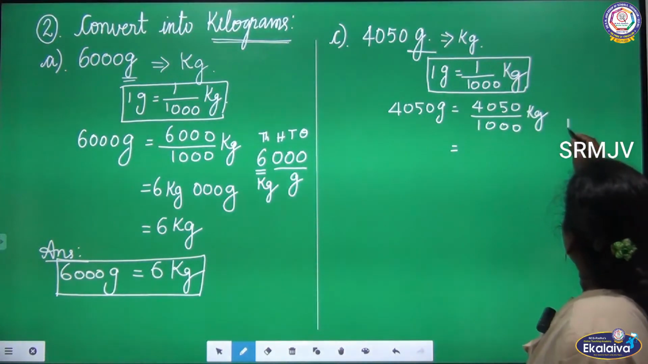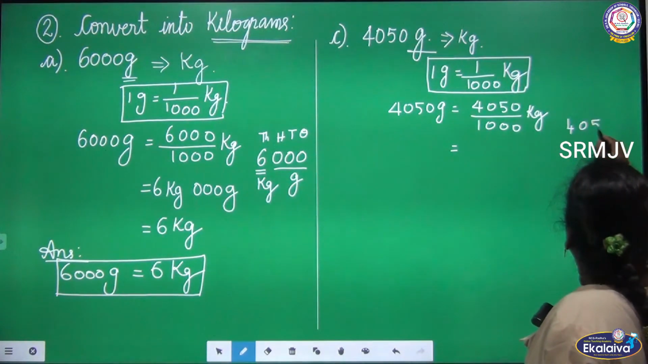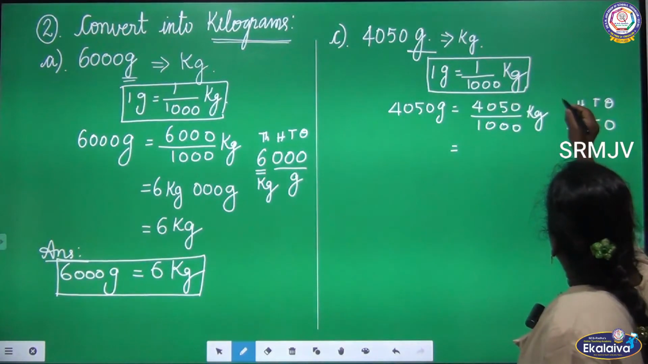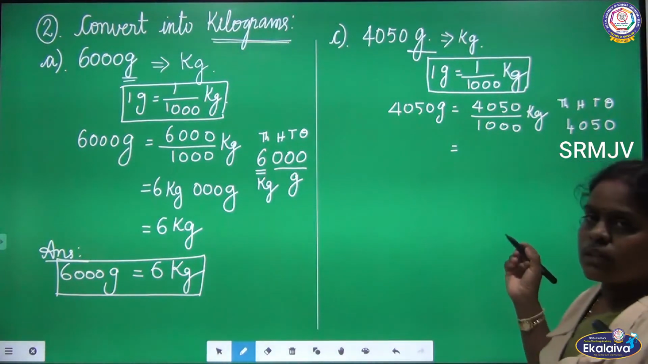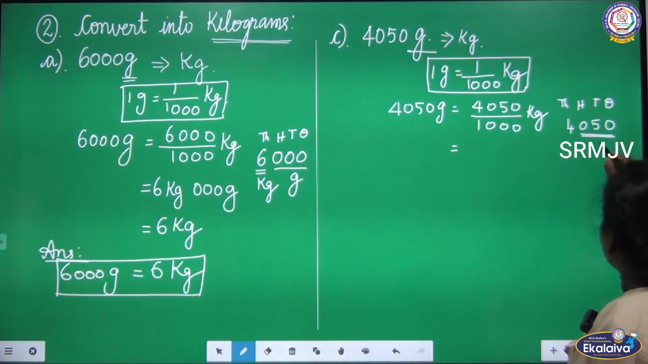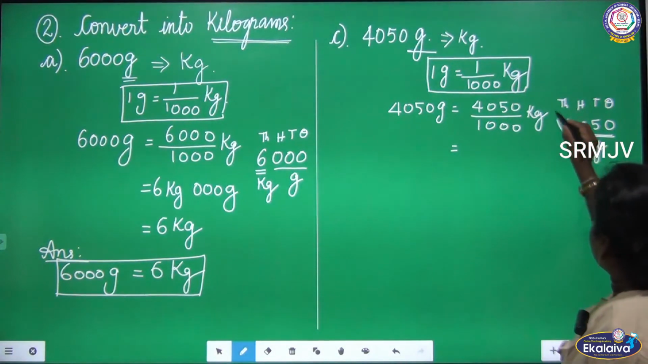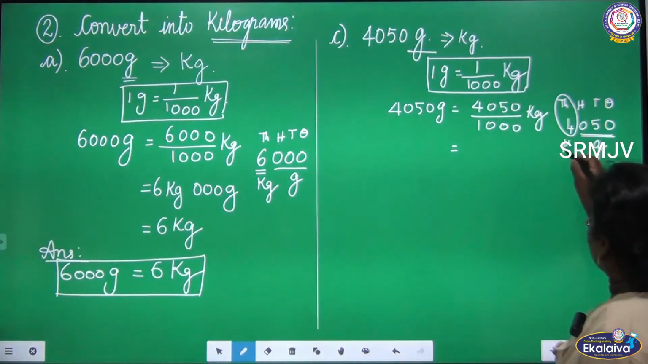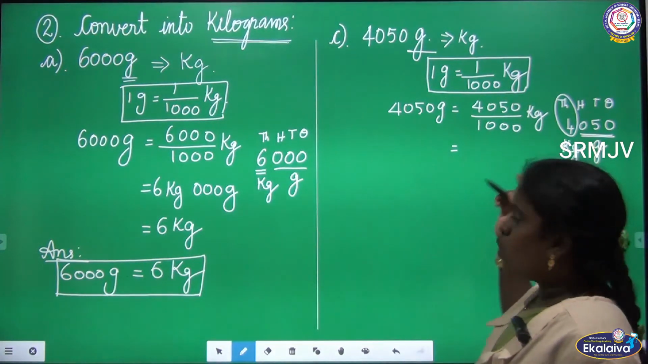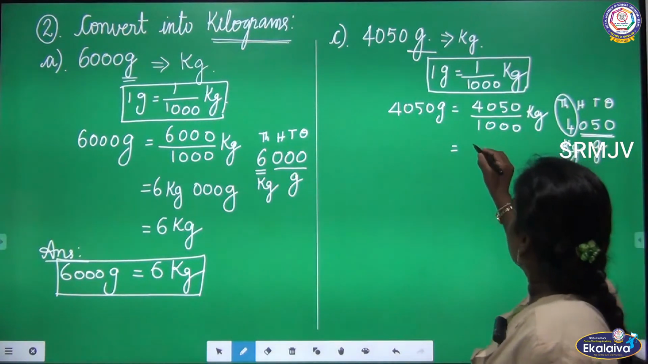Let us write the given number with their place values. So let us take the digits which is in ones, tens and hundreds place are gram and the remaining digit is kilogram. So here what is the answer, children? 4 kilogram and 50 gram.